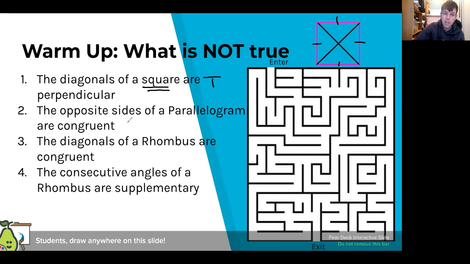The opposite sides of a parallelogram are congruent. That's also true. That is one of our properties of parallelograms. The opposite sides are congruent, right? Say this side here and these two sides. So this one's also true.